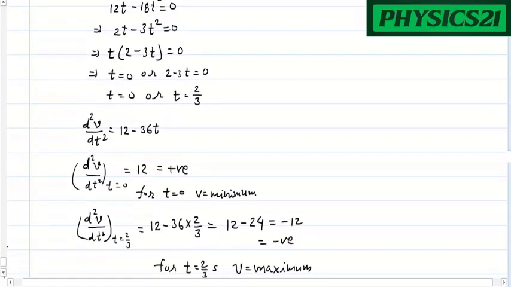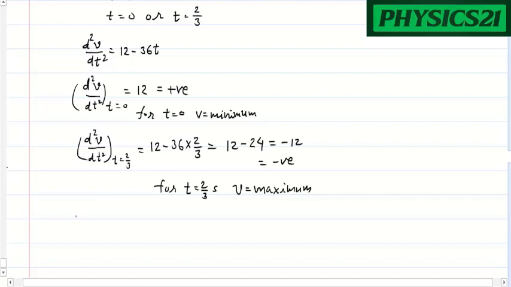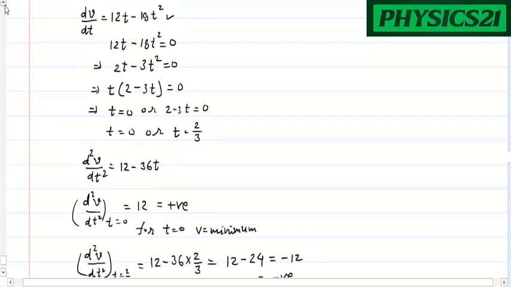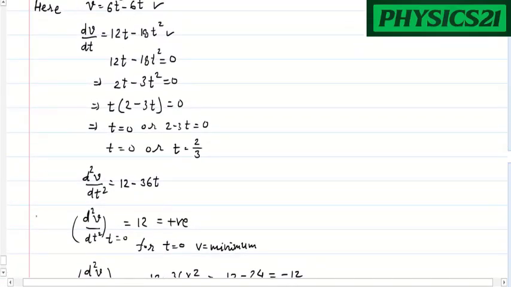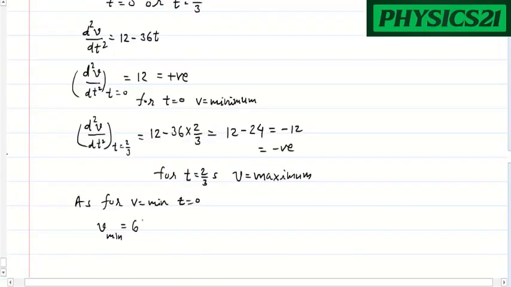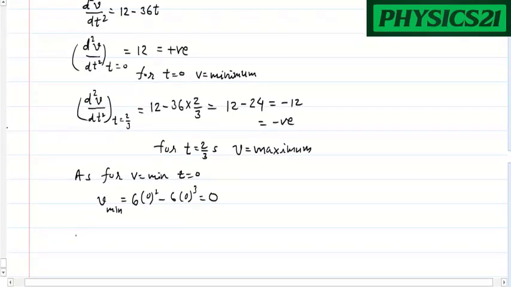So the calculation of v minimum: for minimum velocity, substitute t equal to 0 in the expression of v. As we substitute, we get 6 times 0 squared minus 6 times 0 cubed, which is 0. That will be the minimum velocity.